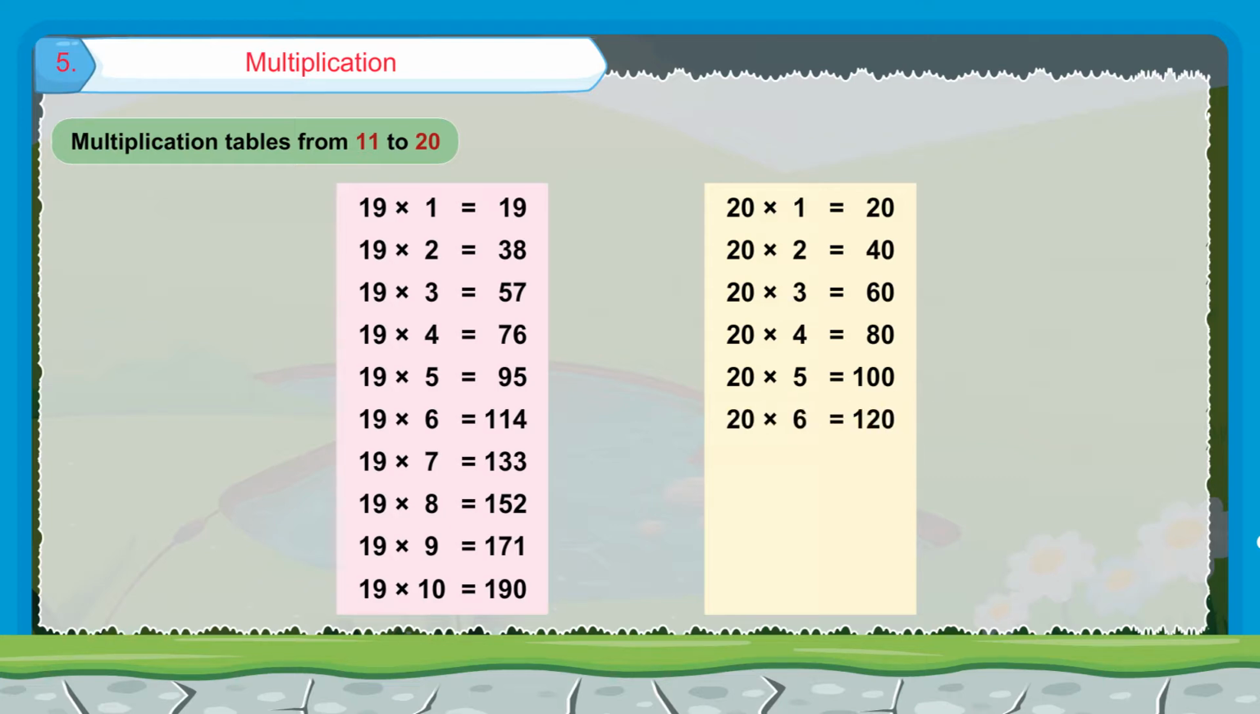20 into 6 is equal to 120. 20 into 7 is equal to 140. 20 into 8 is equal to 160. 20 into 9 is equal to 180. 20 into 10 is equal to 200.